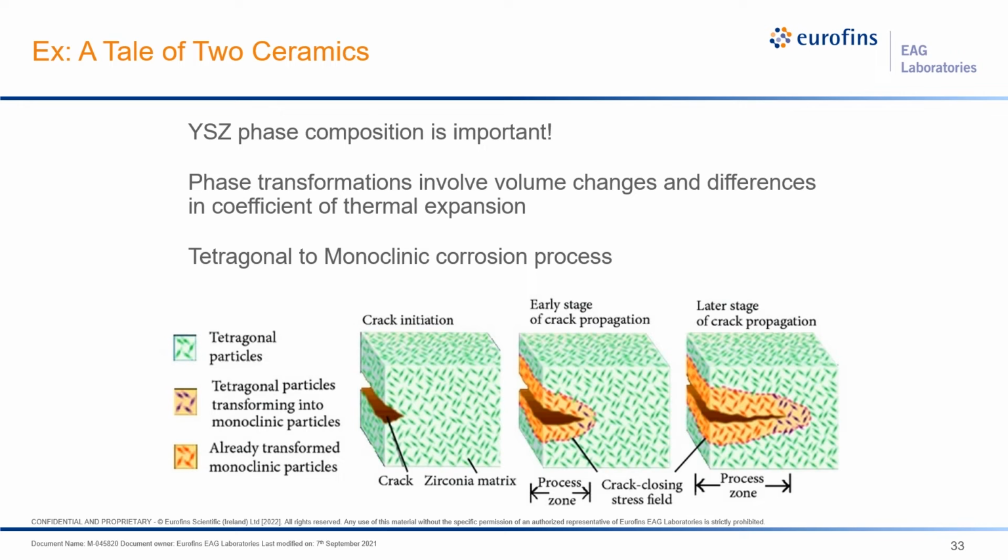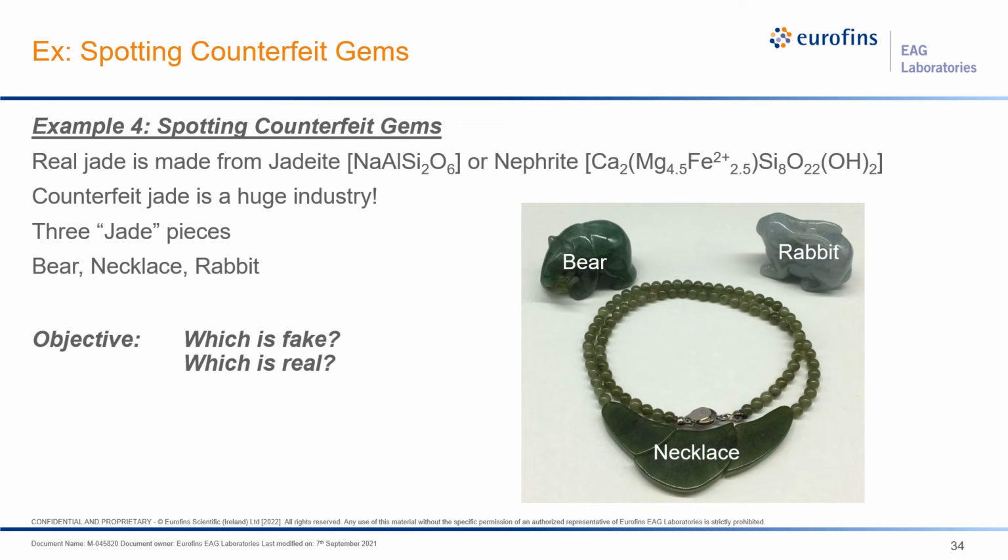Our final example is probably the most interesting of the bunch. In this example, I'll be walking through an effort of ours to spot counterfeit jewelry made of jade. Jade is a popular gemstone used in many types of jewelry and artwork worldwide. This gem is comprised of one of 2 minerals, either jadeite or nephrite.